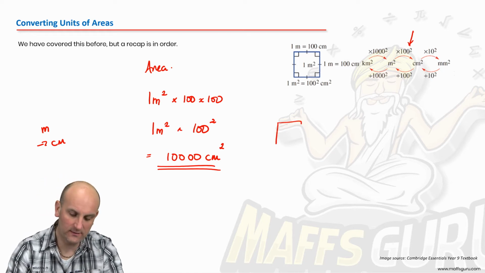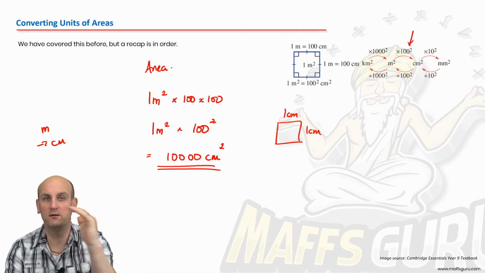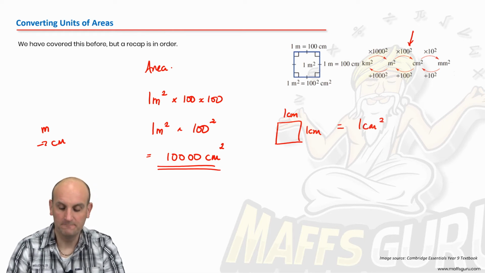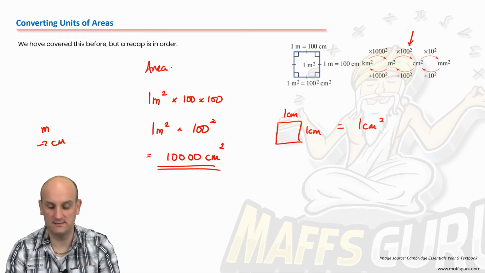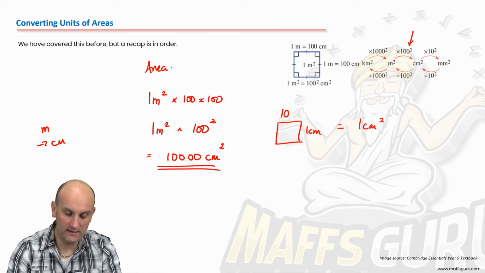So again, I'm going to talk about the idea that this is 1 centimeter by 1 centimeter. What's the area of that? Well, it's 1 times 1, which is 1 centimeter squared. But I now want to do this in millimeters. So how many millimeters are there in a centimeter? There are 10 millimeters. So I've times that by 10. What about this one? 1 centimeter is also 10 millimeters. What have I done? I've times that by 10.